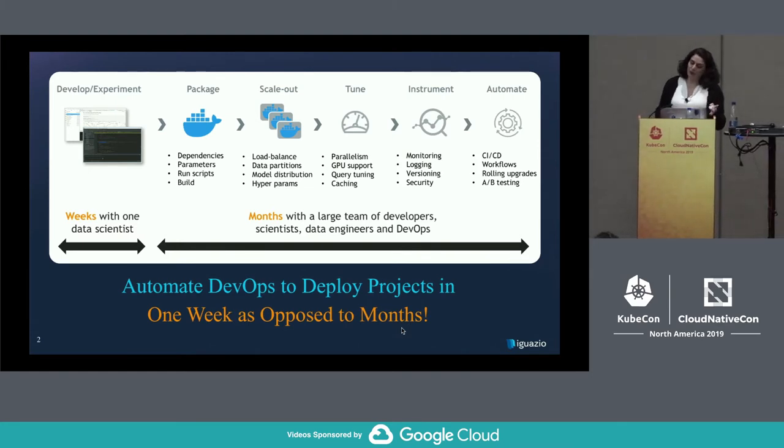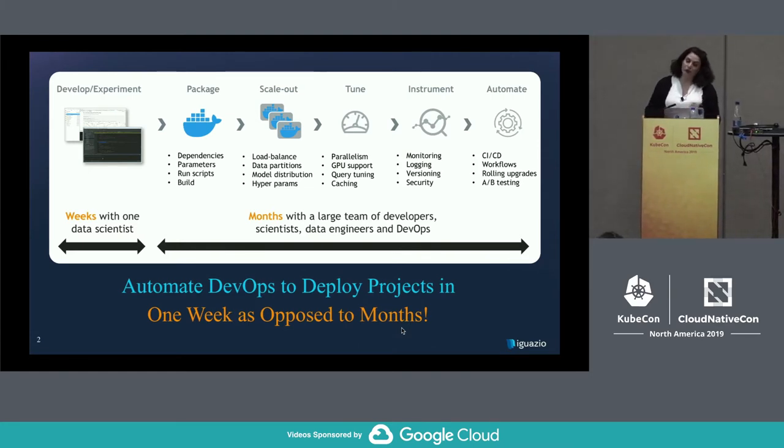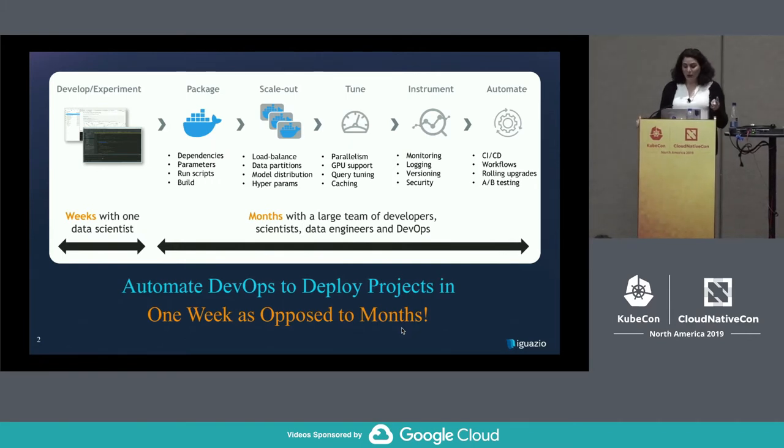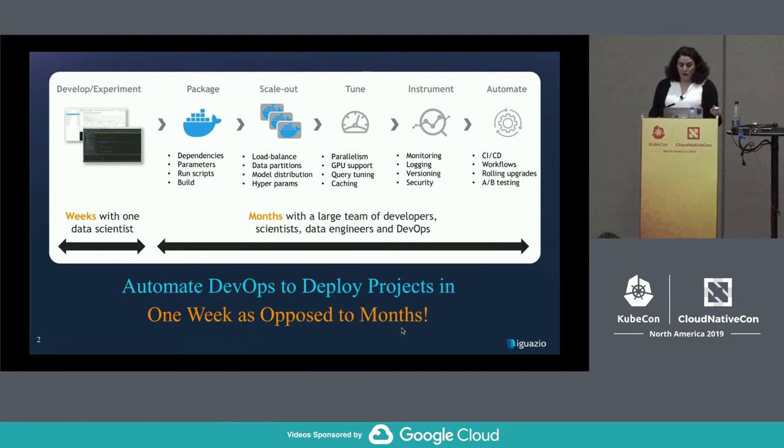There are the hyperparameters, GPU support, integration with GPU, parallelism, tuning, monitoring, all those kinds of work, logging, taking care of the artifacts, the security, CI/CD. That's the plumbing that needs to be done. And we need a way to automate all those different steps, reduce the time that it takes a model to get into life and reduce the number of models that are dying in the process.